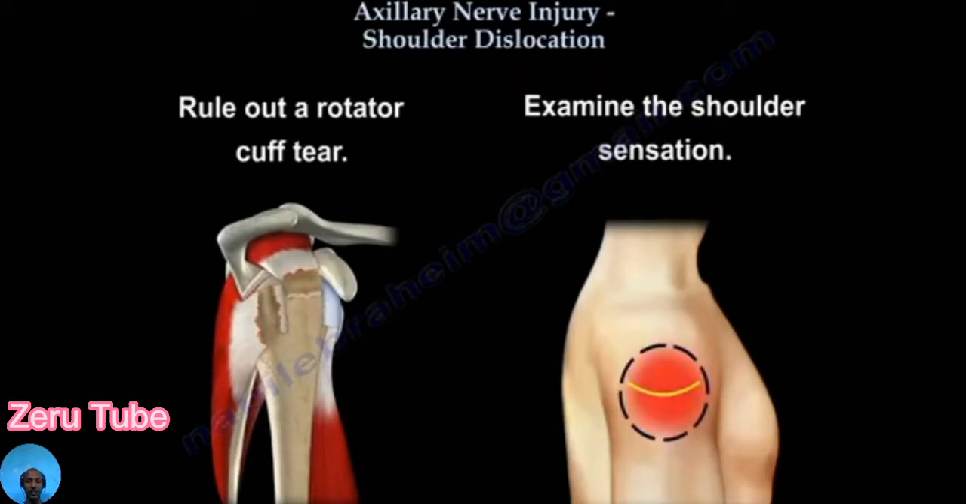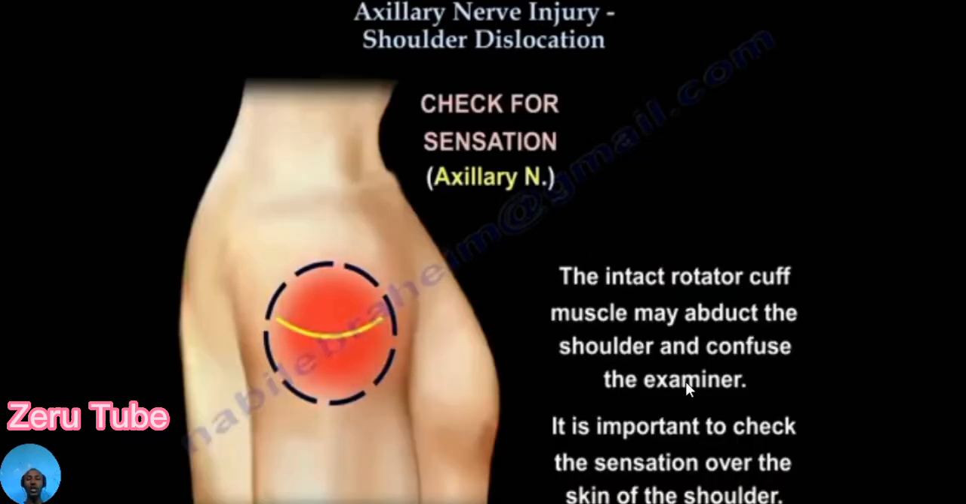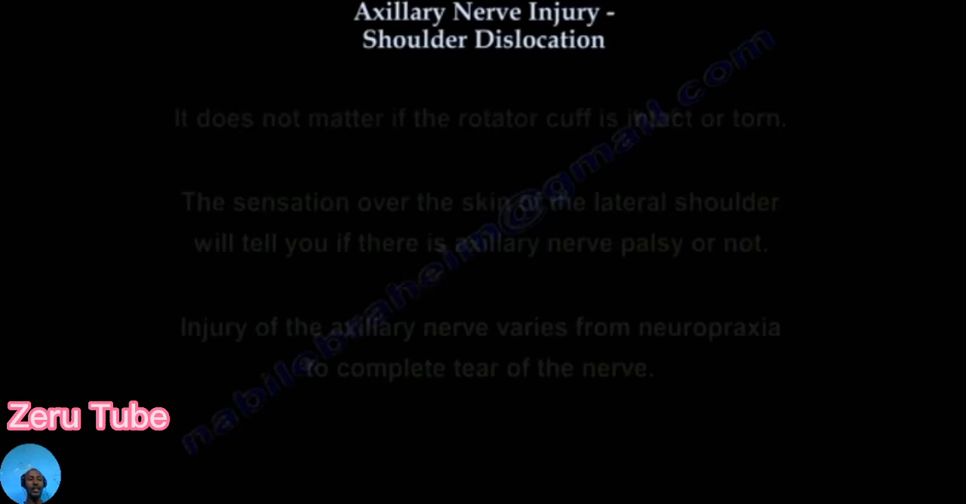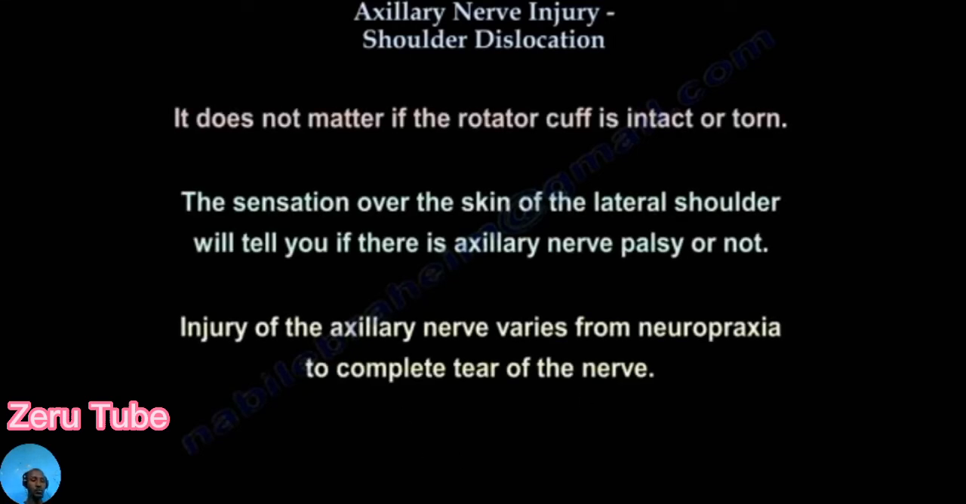If you check the sensation and there is sensation loss, it is axillary nerve injury. If there is no sensation loss, then that is not axillary nerve injury. It does not matter if the rotator cuff is intact or torn. The sensation over the skin of the lateral shoulder will tell you if there is axillary nerve paralysis or not.